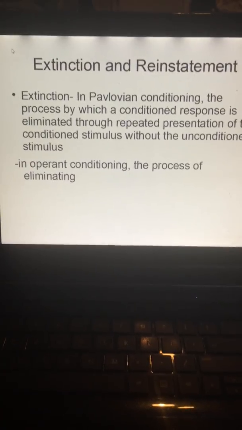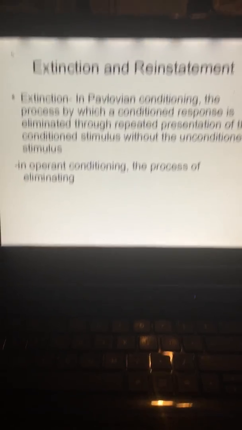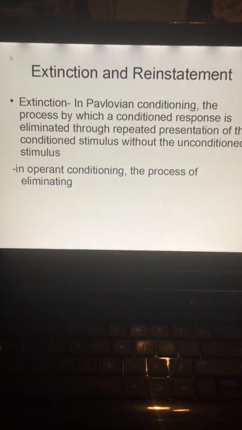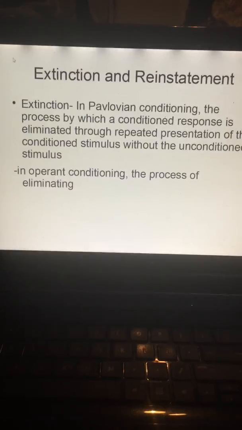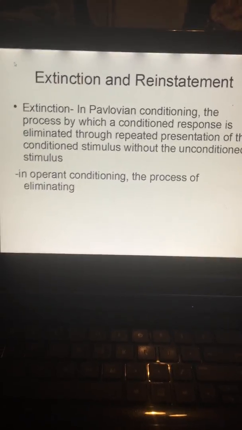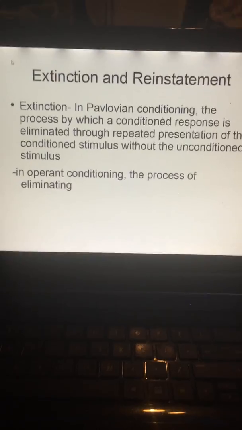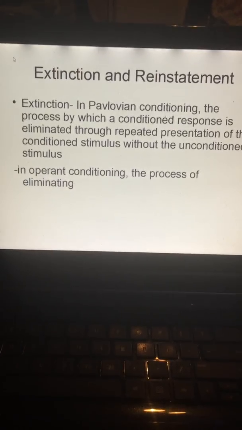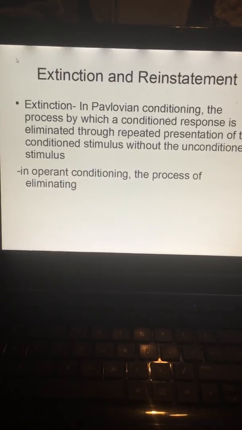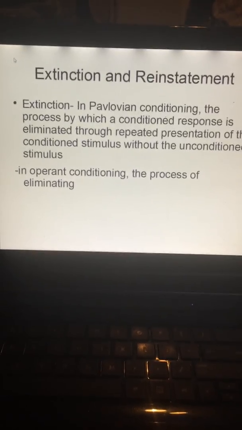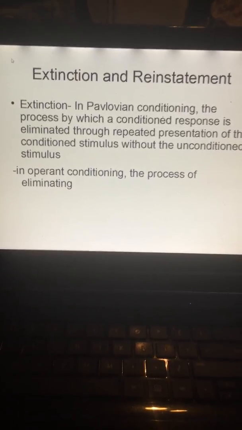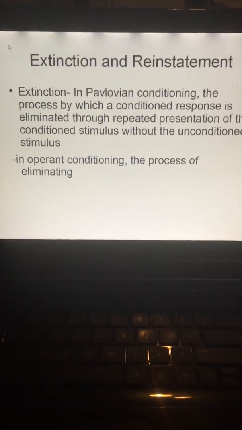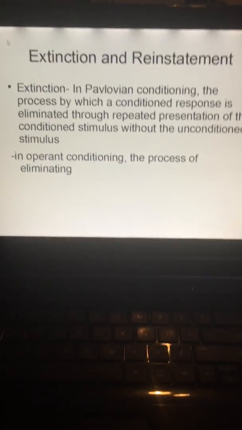Let's talk about extinction. Now, in the case of Pavlov's dog study, we talk about how the bell signaled the food, the bell signaled the food. What happens if for about 3 or 4 trials, you ring a bell but present no food to the dog? Would the dog then produce the conditioned response, aka salivation? Quite possibly no after a certain number of trials. That means extinction would have occurred.